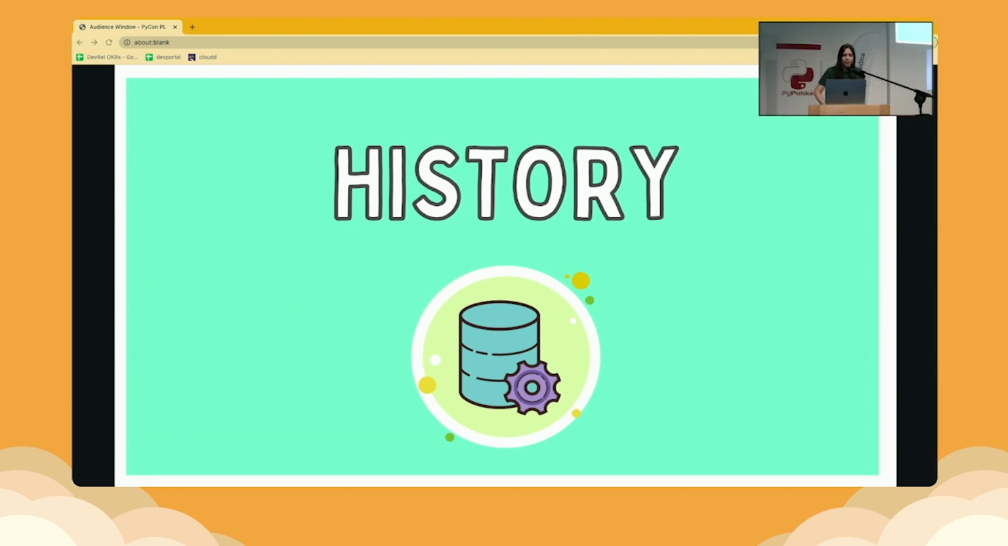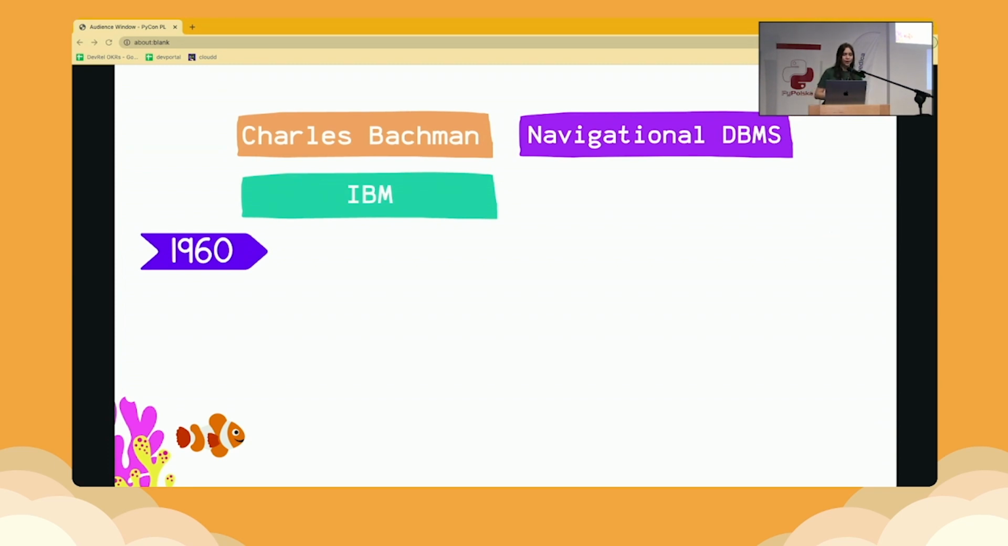So databases are where we store data in an organized way. Directly or indirectly, we are all using databases. But to understand how databases are right now, we have to step back and see why they were created, why they are how they are. So this goes back to the 60s, when a scientist called Charles Bachman designed the first computerized database. Right after him, IBM designed their own first database as well. Those databases were titled navigational database management systems.